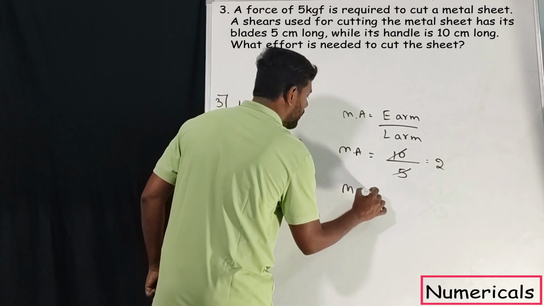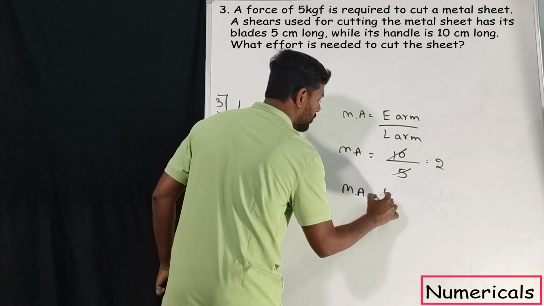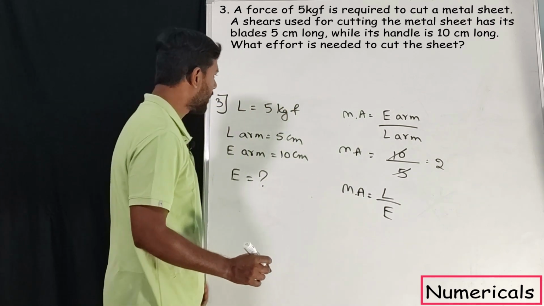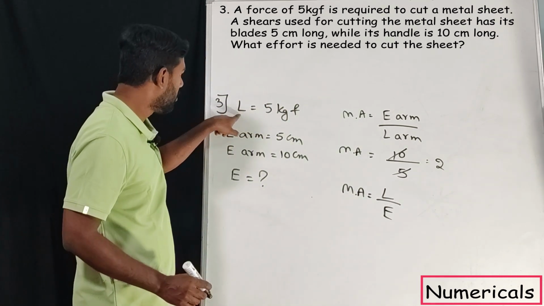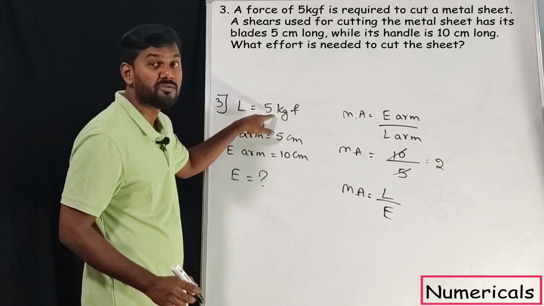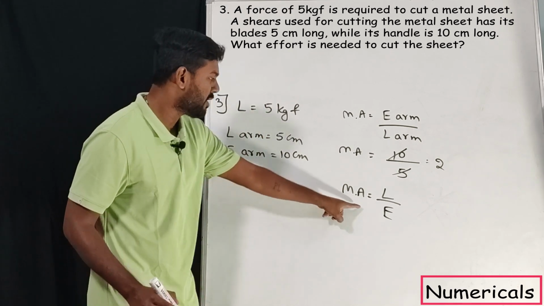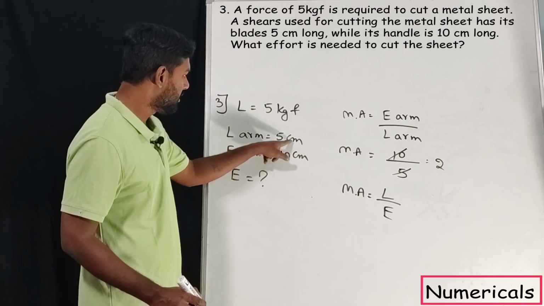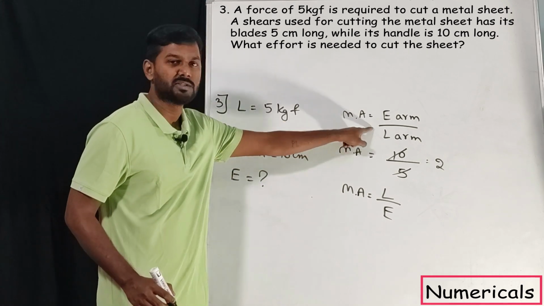So what is the one more formula we have? Mechanical advantage is equal to load by effort. See, load value is given in terms of kgf or kg or newton. That is why I am using this formula. If it is given in terms of centimeter or meter, I will use the other formula.